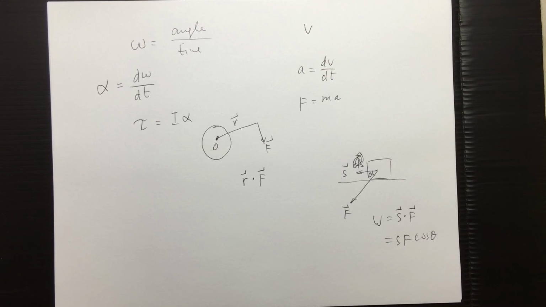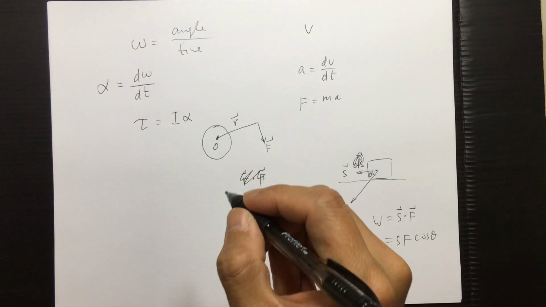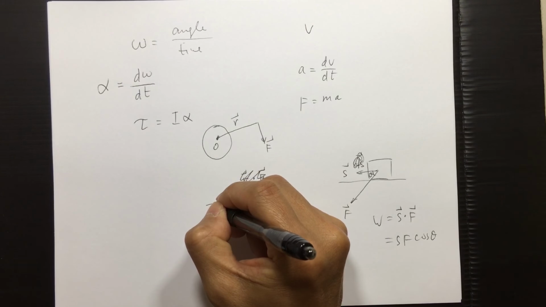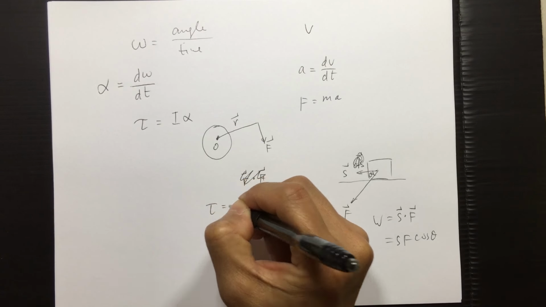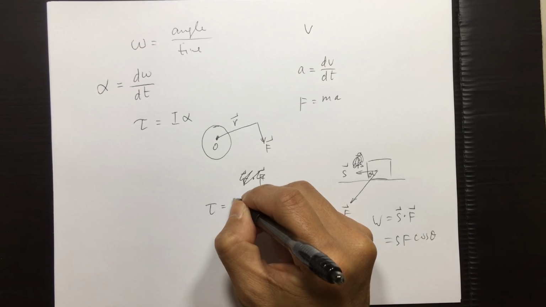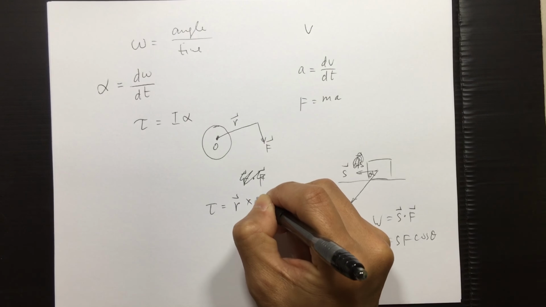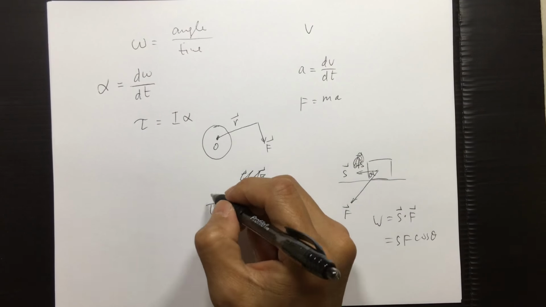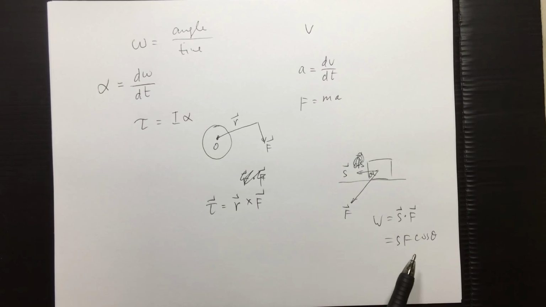This is a different kind of, oh, this is not. We make this torque equals R cross product F. Okay. The dot product of two vectors becomes a modular number. It's no longer a vector, but the cross product of the vectors is still a vector.